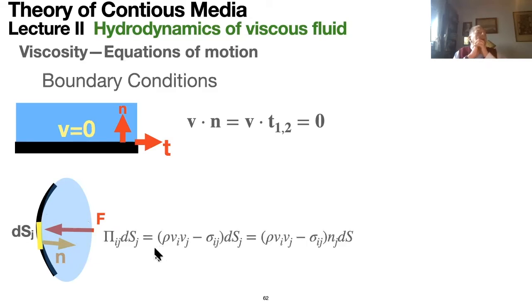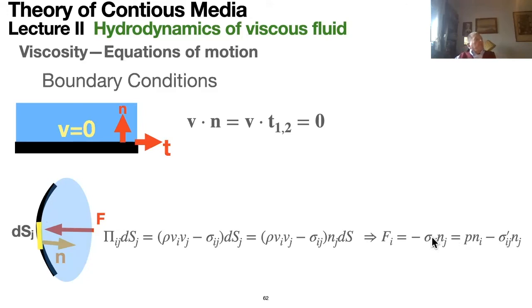Well, the force acting on the element of the surface dSj is just the pressure tensor, the stress tensor, times this element of the surface. So if we substitute our definition, we get this expression, all right? Well, but because we have a boundary condition for a viscous fluid, that the velocity times the normal component is equal to zero, the first term does not contribute anything to this expression. And therefore, the force acting on this element of the surface of a boundary is just minus sigma times n.